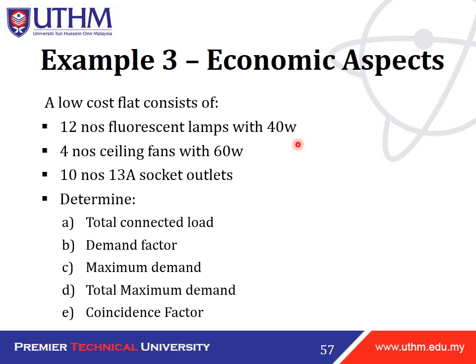Okay, we move to example 3. So we have a low cost flat consisting of 12 nos fluorescent lamps with 40 watts, 4 nos ceiling fans with 60 watts, and 4 nos 13 amp socket outlets, and then we need to determine the total connected load, the demand factor, the maximum demand, the total maximum demand, and also the coincident factor. Okay, this is your homework to be submitted as your proof of attendance.